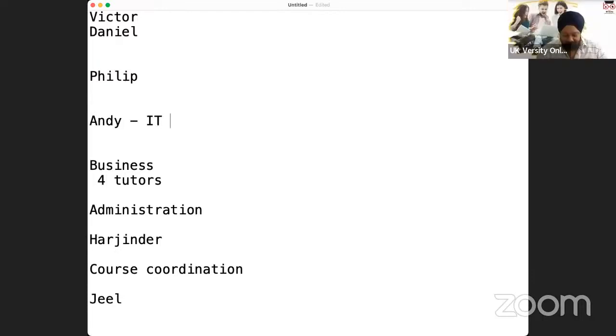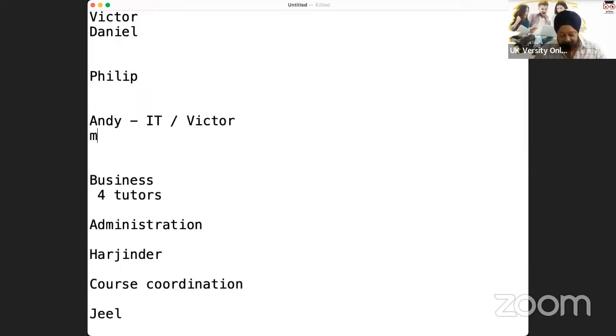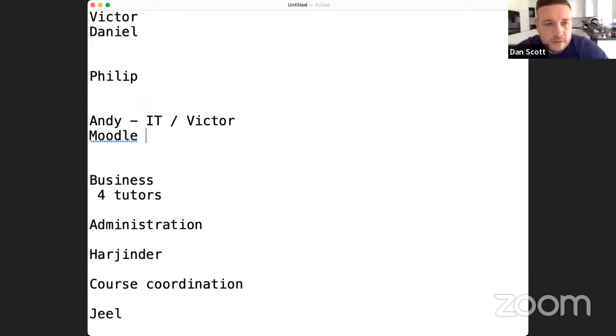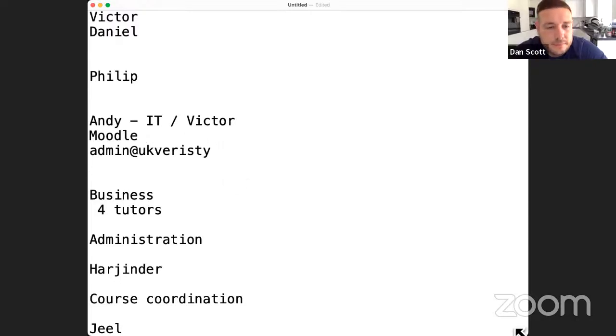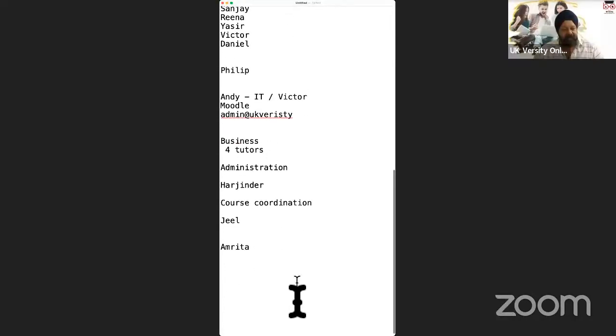I have colleagues called Andy in IT and Victor in IT. So if anything is related to Moodle or any book, or for example any topic or anything that you can't find, you write to admin essentially. That's a monitored mailbox. If you need to write to Victor, it'll be Victor, and Andy is generally through admin. Perfect. So they will essentially be the key people in the team.